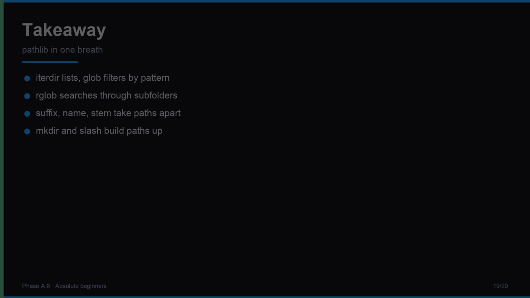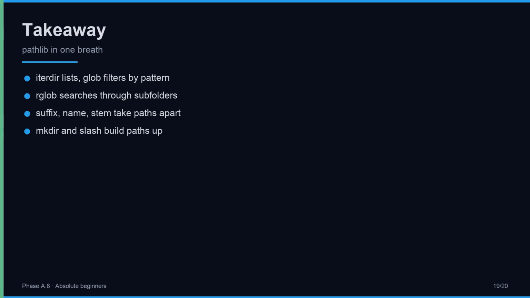Type it yourself. Here is the lesson in one breath. iterdir lists the direct children of a folder. glob filters by pattern, *.py, *.csv. rglob searches recursively through every subfolder. suffix, name, and stem take paths apart. mkdir and the / operator build new paths. Together these tools let you navigate, search, and organize any folder tree. Real scripts rarely touch just one file, they walk folders, and now you can too.